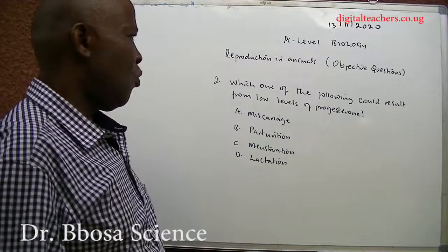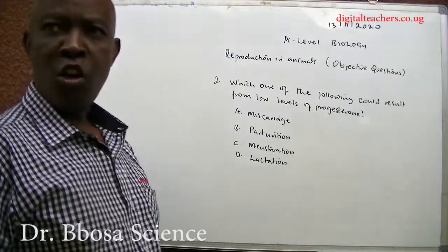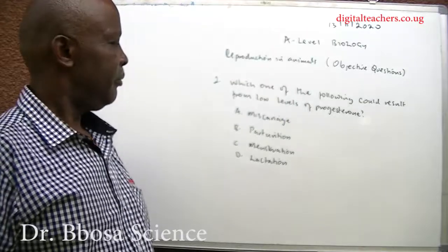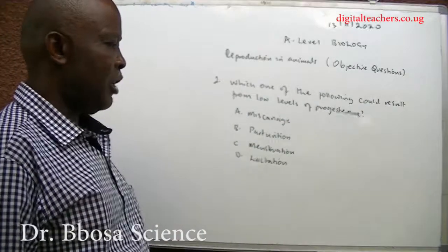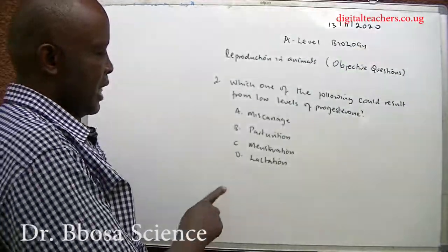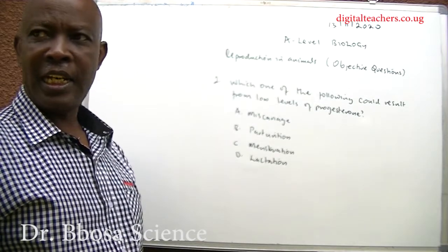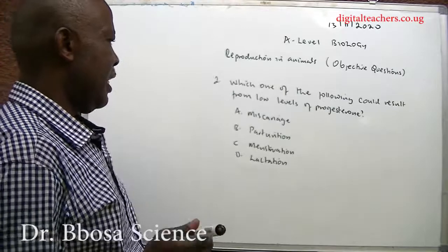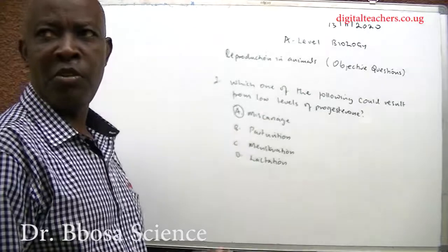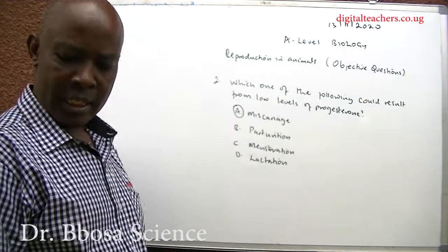Number 2, which one of the following could result from low levels of progesterone? A. Miscarriage. B. Parturition. C. Menstruation. D. Lactation. You can pause and answer. The answer is A. Miscarriage. Progesterone is a hormone that maintains pregnancy.